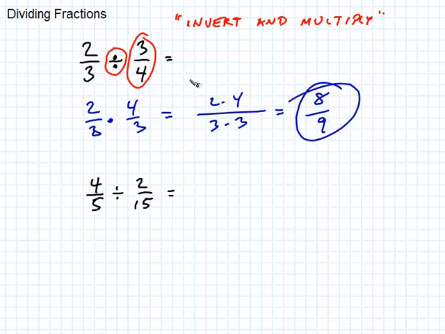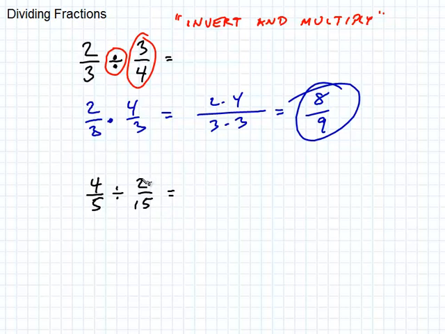Now, there are some people who are tempted to do this shortcut. Watch. They say, well, for division, we take 2 times 4 is 8, and we put the answer there. And then 3 times 3 is 9, and we put the answer there. And we got the right answer. Okay, let's do another problem and see how well that works.